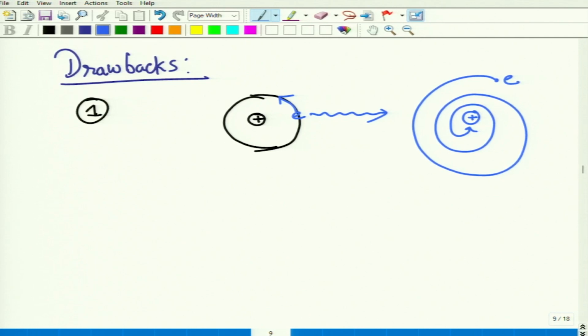But it's not happening, because if this were the case, the atom would not be stable. If the electron collides with the nucleus, then the overall structure of the atom will collapse, and if the atom is not stable, then overall matter will not be stable. But we can see around us that everything is totally stable. We cannot see any collapse. So we can say that this is not the case. The electron is not colliding with the nucleus, for sure.